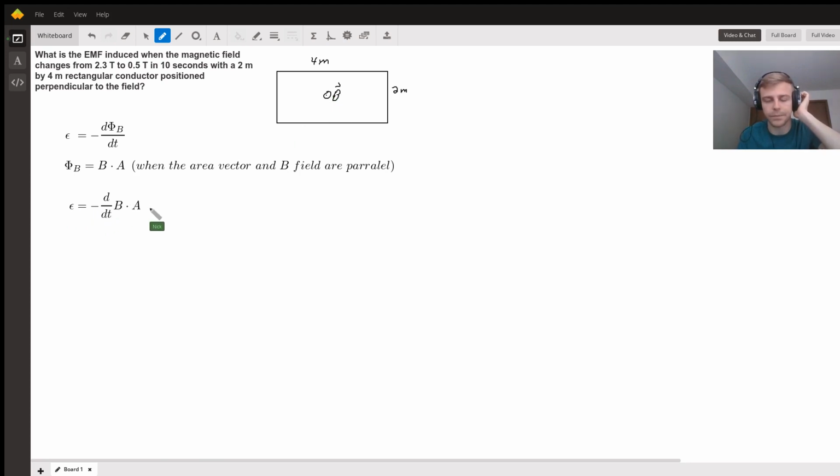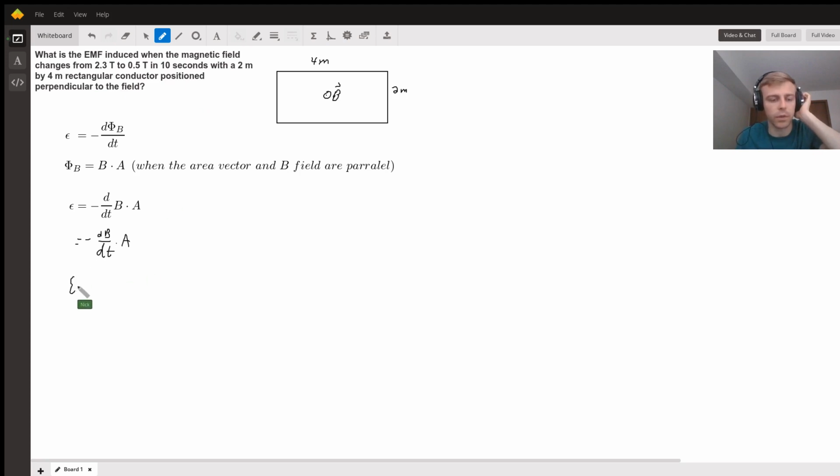Now, what this means can vary. It usually means that there is some time variation, so either B or A is changing. If A is changing, then you would have B times dA/dt. If B is changing, then you have dB/dt times A. In this particular case, it would be dB/dt times A because, as you can see, the B field is what's changing, the area is not.